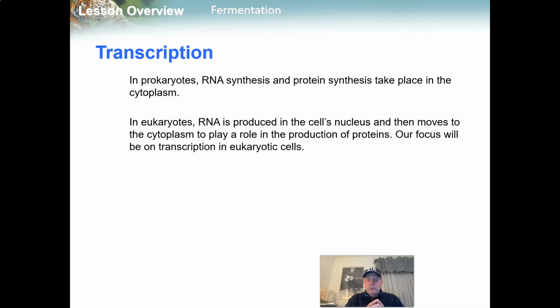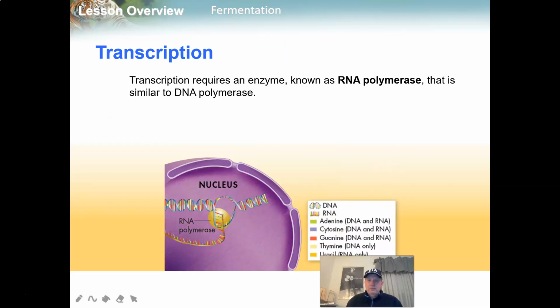Okay, we're talking about transcription. Remember, we talked about the messenger RNA being created from the DNA? Well, in prokaryotes, RNA synthesis and protein synthesis take place in the cytoplasm. Remember, pro means no nucleus. In eukaryotes, RNA is produced in the cell's nucleus, then moves to the cytoplasm to play a role in the production of proteins. Our focus will be on transcription in eukaryotic cells, the ones with the nucleus.